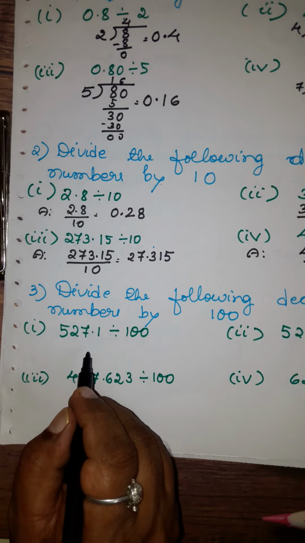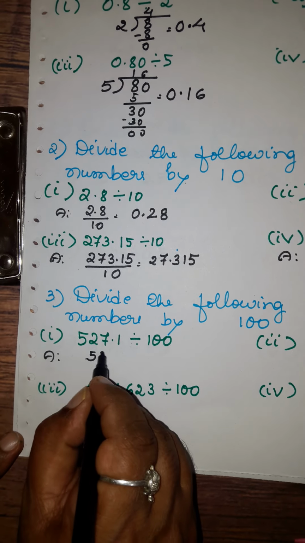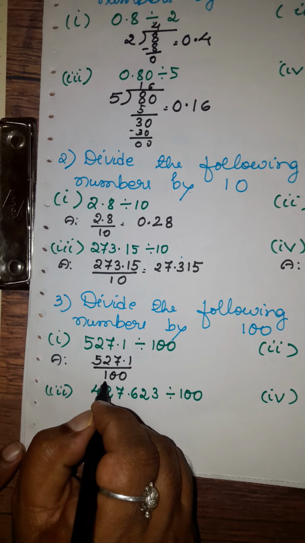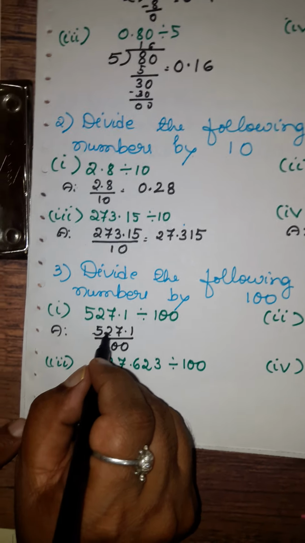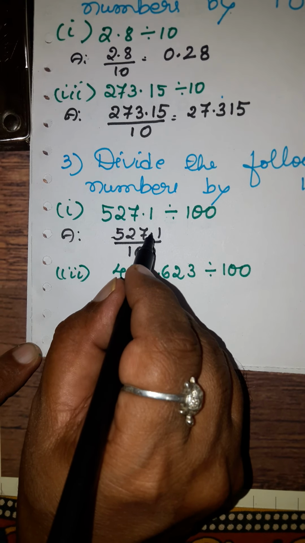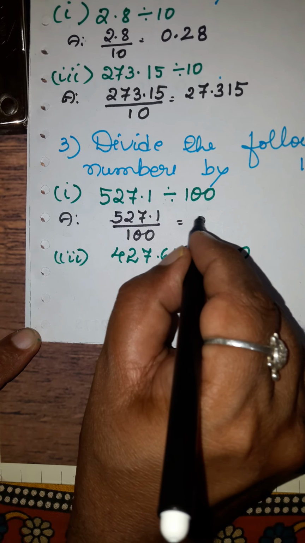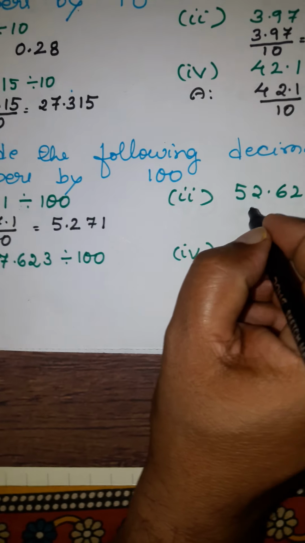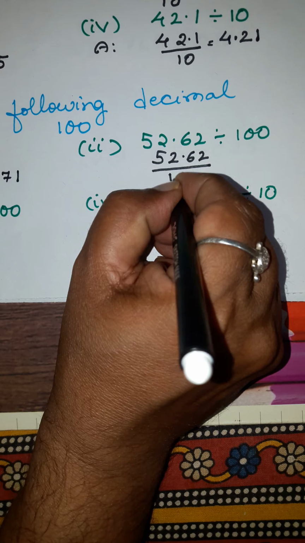Now let us learn, the same way, how to divide decimal numbers by 100. 527.1 divided by 100. In the denominator, after 1 there are 2 zeros. So in the numerator 527.1 you have to shift the decimal point to the left by 2 places, because after 1 there are 2 zeros. So the answer is 5.271.